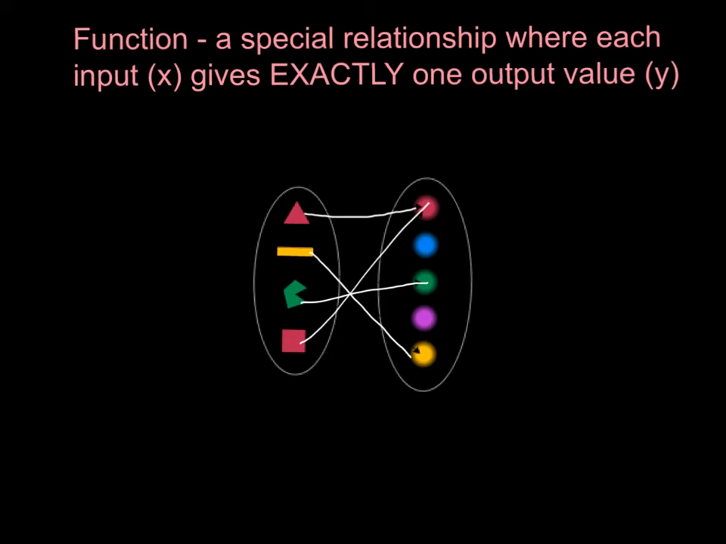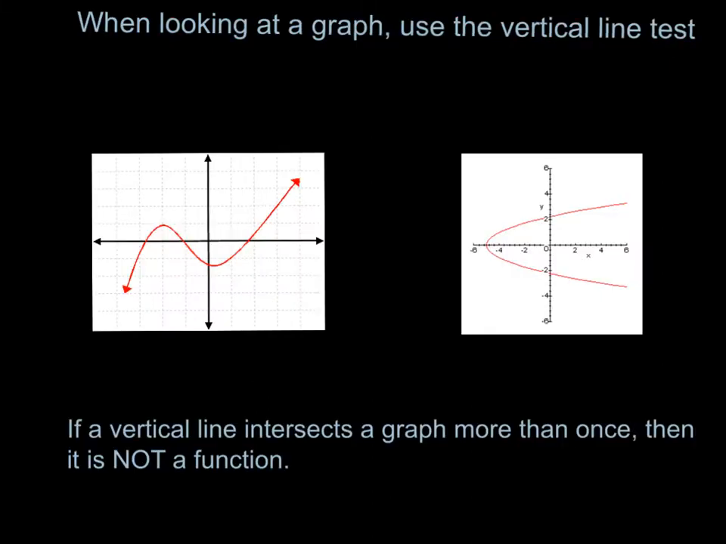In this lesson, we're going to learn what a function is. A function is a special relationship where each input, which is the x, gives exactly one output, which is the y. When looking at a graph, we would use the vertical line test to tell if it's a function or not.